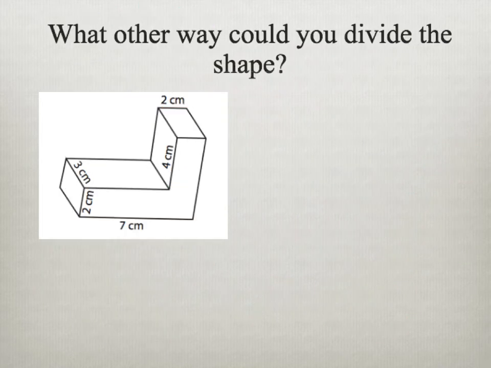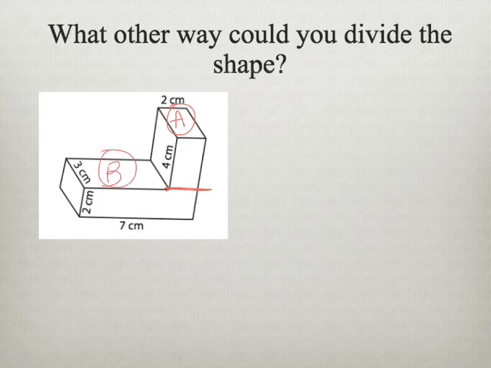Alright, so this is the same exact shape as the last one we solved, but I want to point out the fact that we could have divided this shape in a completely different way and still have gotten the same answer. So let's think for a second. If last time we split the shapes right here, we also could have split the shapes across right here so that we could make a shape A right here and a shape B right here.